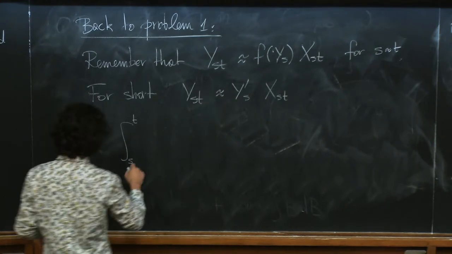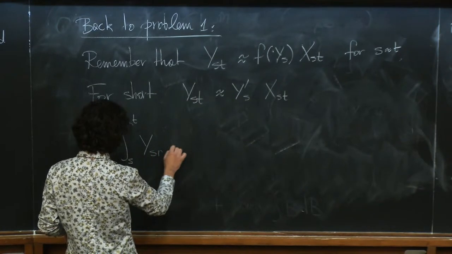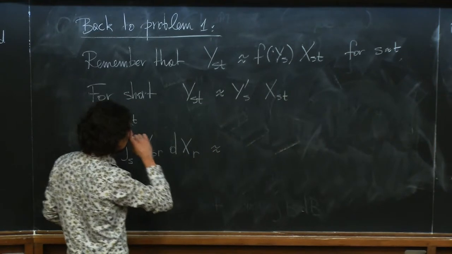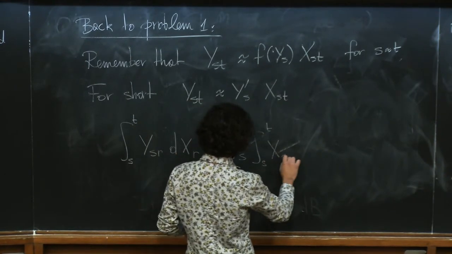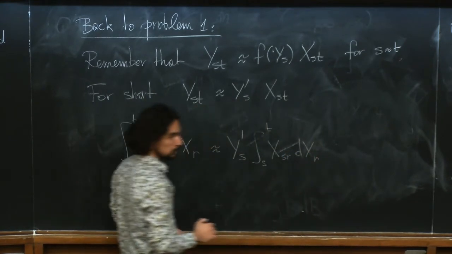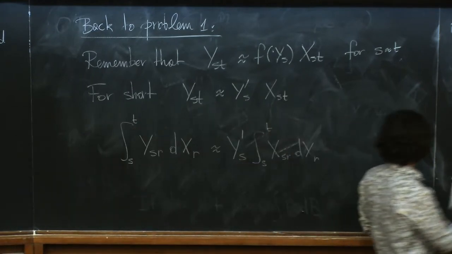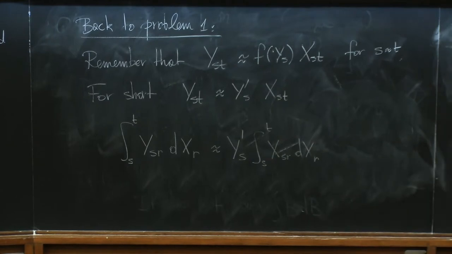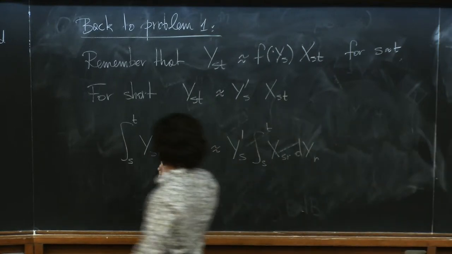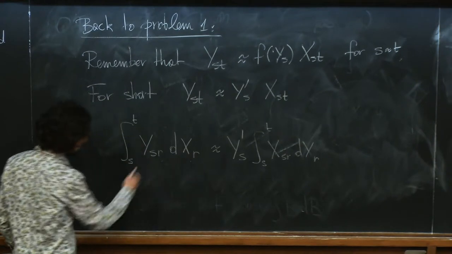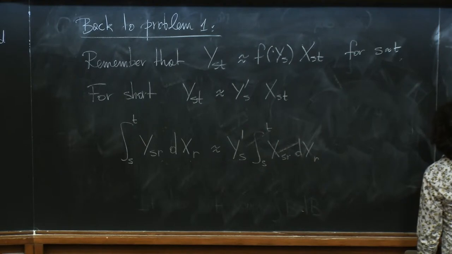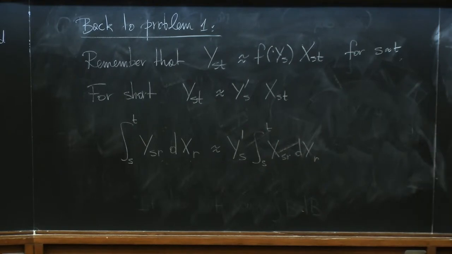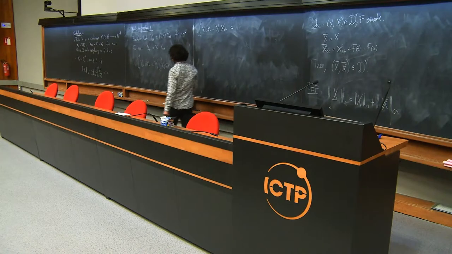So let's integrate this approximation from s to t. So I will have here the integral of Y_s dX_r. Now s is fixed, so this goes outside of the integral. And here I have X_sr dX_r. So now, here I have an increment. Only r will see the integrator. The Y_s is a constant. So I get the integral of Y_r dX_r minus Y_s increment of X, more or less. And here what we see is the iterated integral.